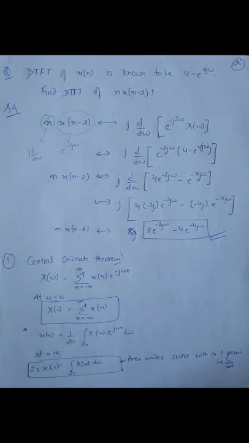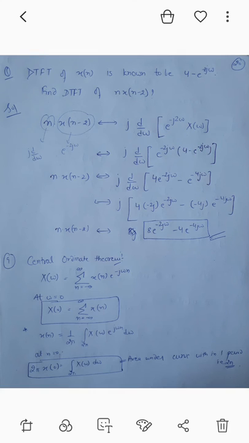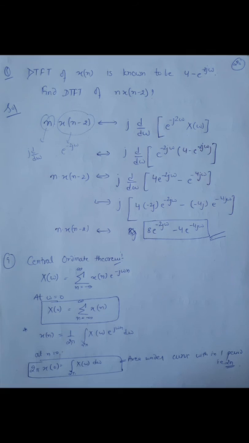We know the formula for the DTFT. At omega equal to 0, its value will be X(0), the summation of x[n] from n equals minus infinity to infinity. Similarly, for the discrete time Fourier transform inverse, we have a formula, and putting n equal to 0, we will get 2 pi x[0] is the area under the curve in one period, omega from minus pi to pi or 0 to 2 pi, X(omega) d omega.